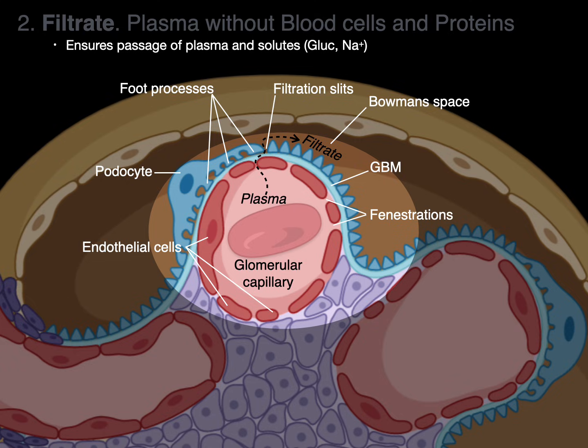This ensures the passage of plasma and solutes like glucose and sodium, but prevents the passage of blood cells and large proteins like albumin.